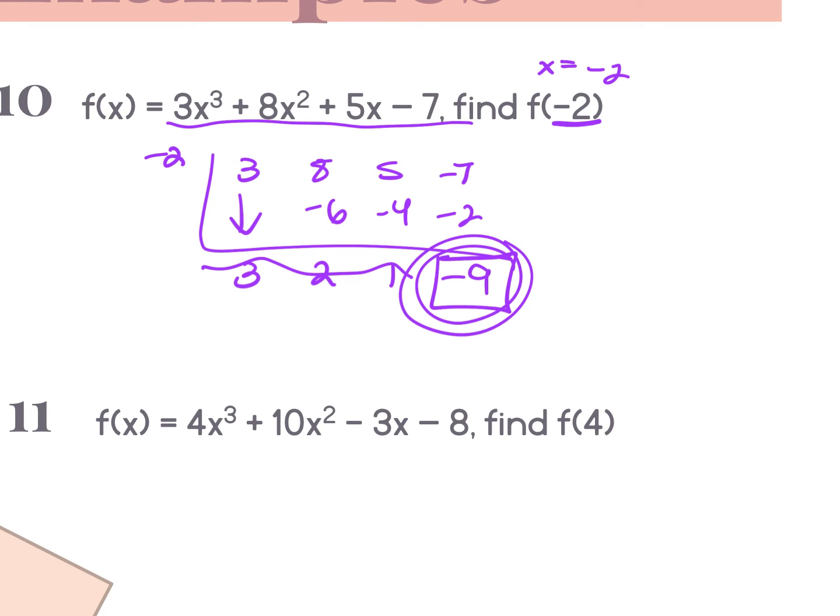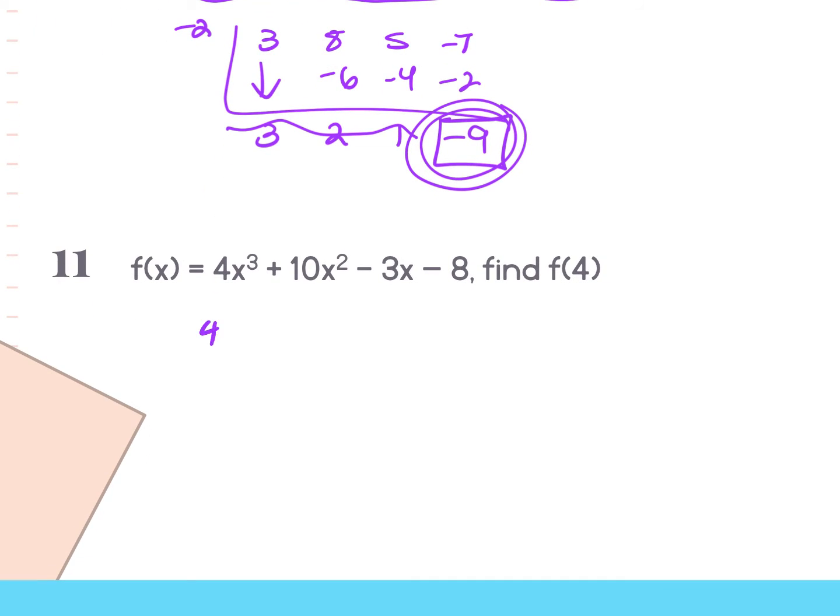If you took and plugged in -2, you should get the same answer. In cases like this, the new way is faster, right? If it was only a couple terms, it's not that big of a difference, but the new way is faster this time. So then 11, I would put 4 on the outside. Again, not missing any terms, in decreasing degree order.